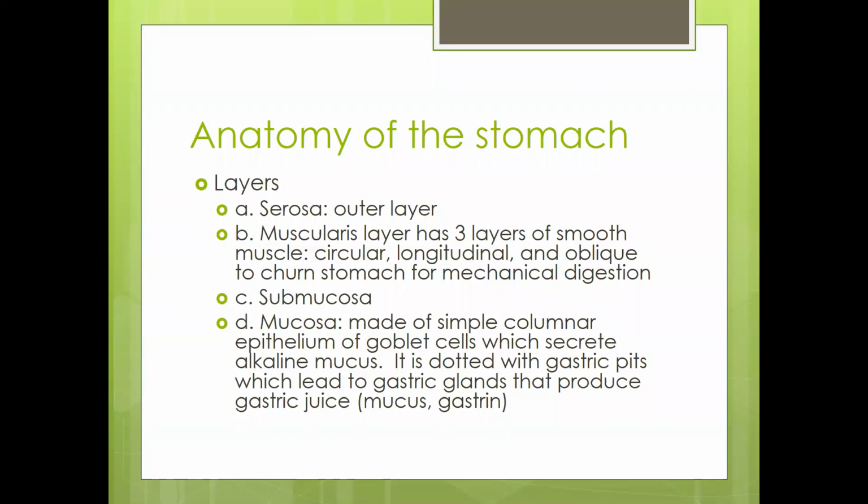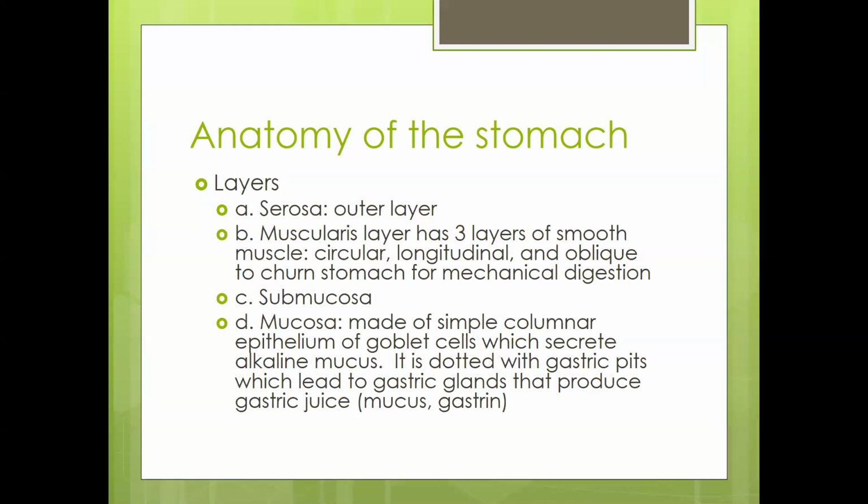And the oblique layer helps to just churn the food around so that it's not being moved out of the stomach, but we want to mix it around with the digestive enzymes that are going to be present in the stomach. And also, like it says, for some mechanical digestion. Then the submucosa is going to be the same. And the mucosa, okay, still simple columnar epithelial cells, lots of goblet cells. We need to secrete that alkaline mucus because remember, the environment of the stomach is going to be very, very acidic and would eat away at the stomach wall if it were not for that alkaline mucus neutralizing the acid.